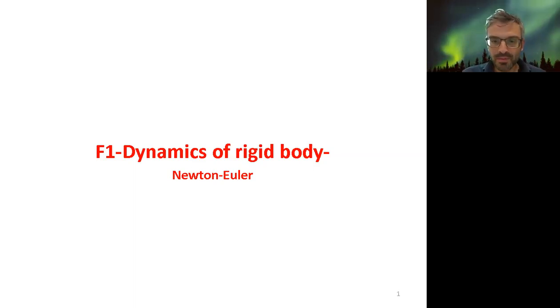Okay, let's continue. This last part is about the Newton-Euler method to compute the dynamic model of the robot. It's a method that is giving the same result as the Lagrangian one.